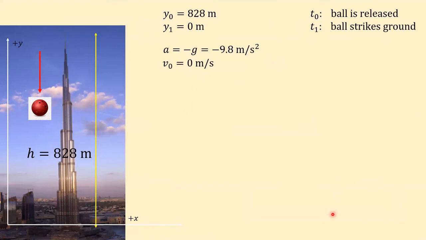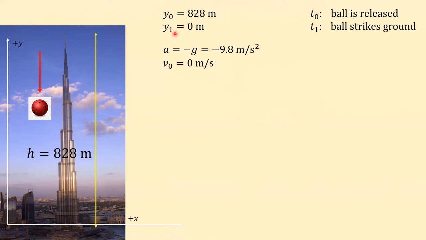And I'll be very clear with the setup here. Remember, y0, y naught, is the position of the ball at time t naught. That's the advantage of the use of subscripts. This is the coordinate of the ball at that time. And because I put my origin down here, this is y equals 0. The point at the top of the building would have a y coordinate of positive 828.